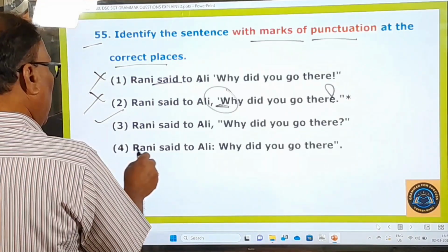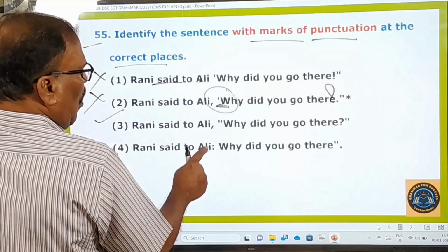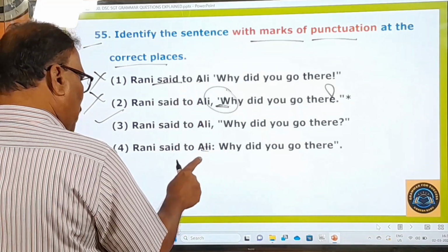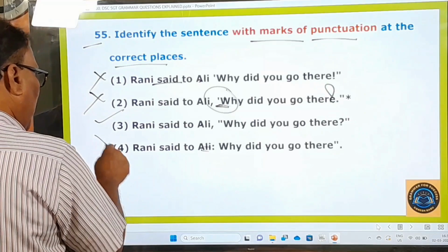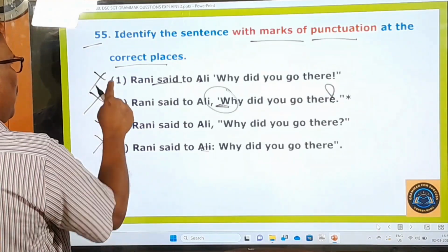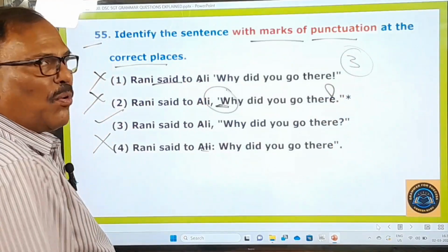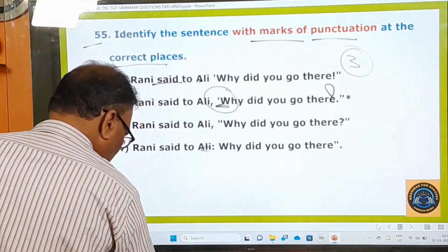And the fourth one, you see that Rani said to Ali, colon is used. Colon should not be used in direct speech, only a comma should be used. Therefore this fourth one is also wrong. So first one, second one, fourth one are wrong, only the third one is the right one. And now let's move on to the next question.